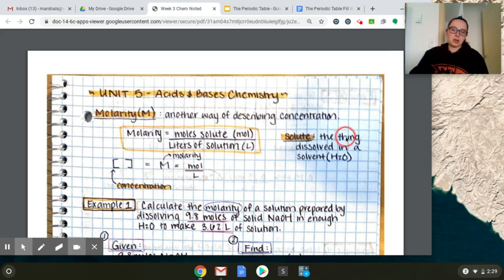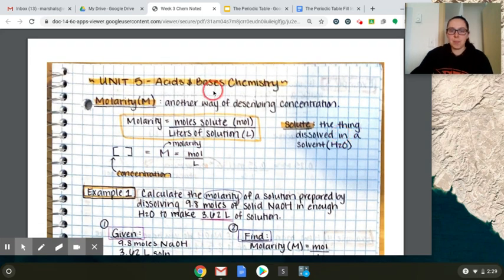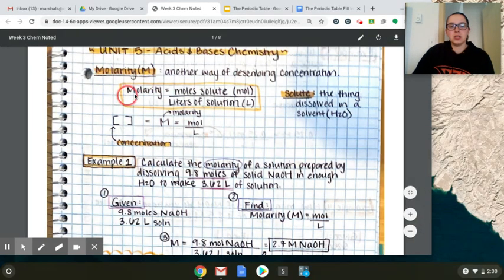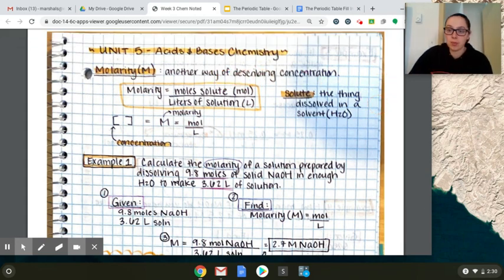Okay, so we are starting with Unit 5, Acids and Bases Chemistry. This is just kind of an extension of stoichiometry and what that does. So before we can start talking about acids and bases, we need to first talk about this thing called molarity. Molarity is just another way of describing concentration. The reason we need to be able to describe concentration and mathematically represent it is because the chemistry that we would be doing in acids and bases all involves solutions.